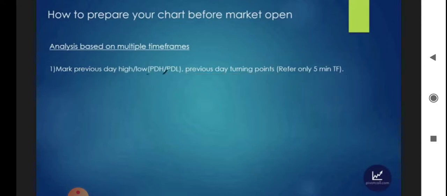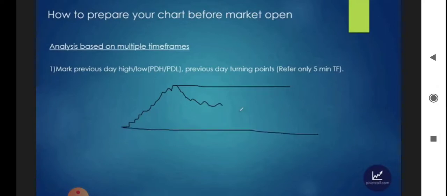Why are PDH, PDL important? Because I said for a day trader, previous day plays an important, significant role. So that is why PDH, PDL are important. PDH, PDL are very easy to mark. For example, Monday market opens like this, goes up, and then at 3:30 market closes here. This is your previous day high. This is your previous day low, right?